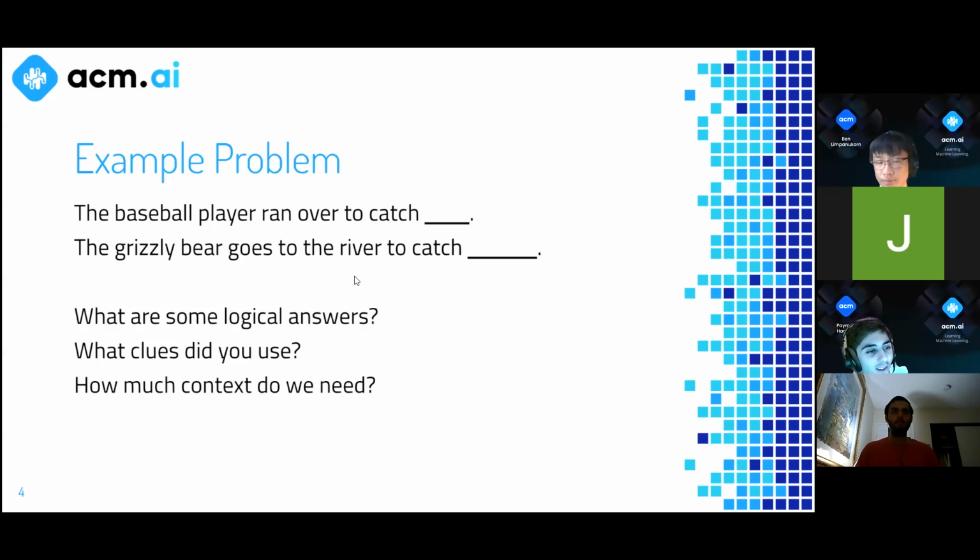Just unmute and tell me what you think some logical answers for this first sentence are, and how you made that prediction. So go ahead. First one, the ball. Yeah. I'm guessing because of baseball player.